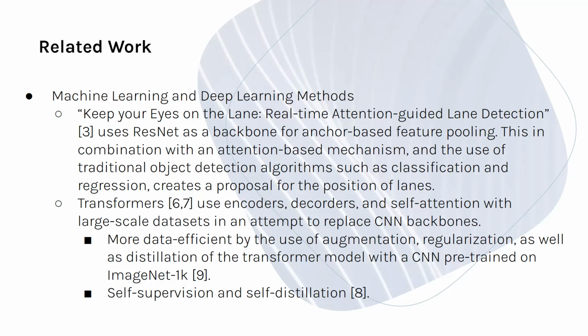Transformers use encoders, decoders, and self-attention with large-scale datasets in an attempt to replace CNN backbones. They are made more data efficient by the use of augmentation, regularization, as well as distillation of the transformer model with a CNN pre-trained on ImageNet 1000. Another way they further improve these image transformers is through the use of self-supervision and self-distillation. So these are some of the examples of related work in terms of object detection, and in terms of using robots to gather image data.